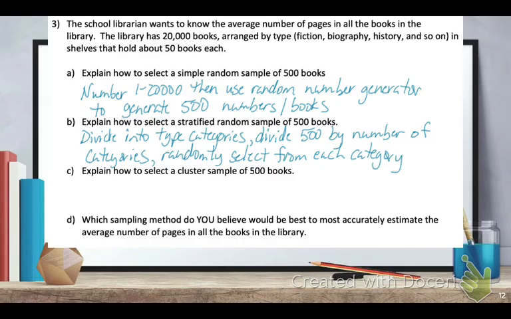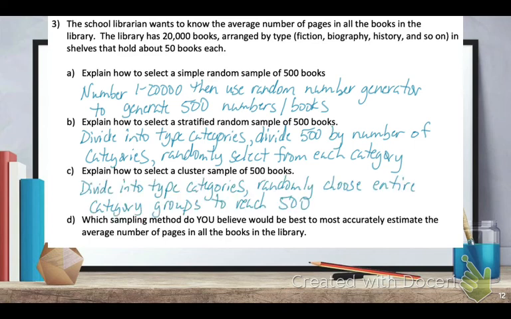C, explain how to select a cluster sample. So we need to divide into categories, so we could divide into type categories again, and then we would randomly choose entire category groups, so all are to count, until we reached 500 books. So all the fiction, all the history, etc.